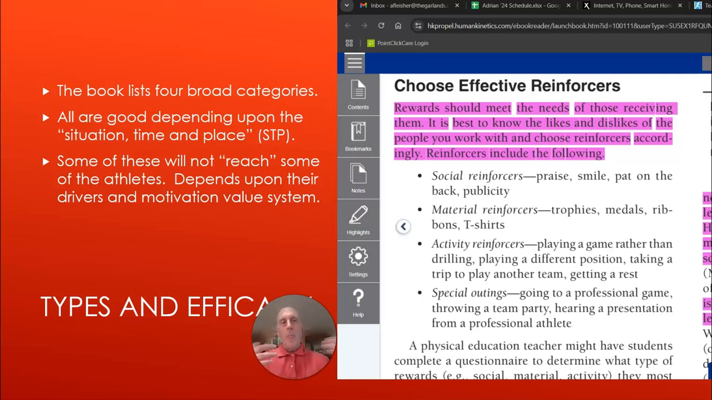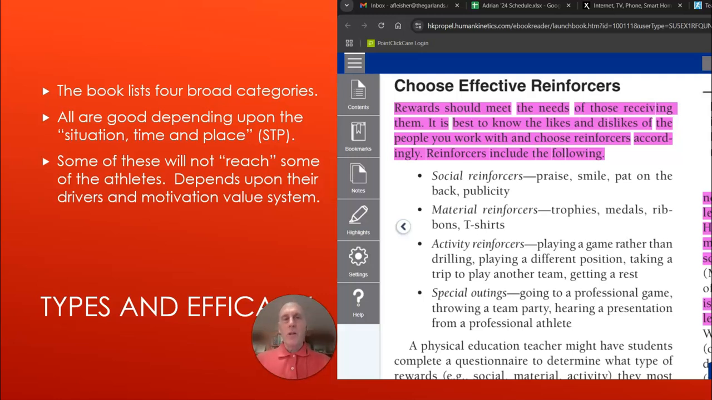Okay. They have 4 broad categories for these effective reinforcers, and they're kind of dependent upon situation, time, and place. And quite frankly, with some of these, whether it's the social, the material, the activity, or special outings, they may not resonate or reach some of the athletes. You might have the best of intentions saying, here's a trophy or a great job, here's a t-shirt for being a great practice player this past week, and your athlete will shrug it off. It's no big deal to them.